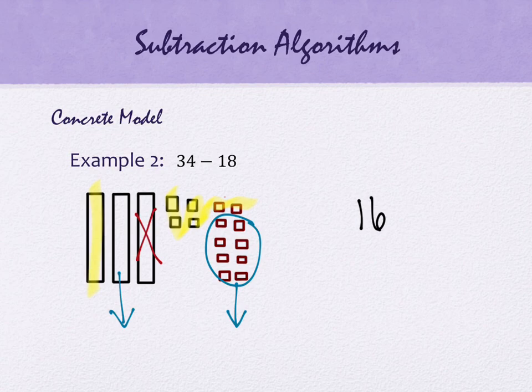Even though we obviously don't want our kids to use the concrete model forever, it's a really good intro, and it's a really good thing for them to be able to see and work with. Even as they're moving forward and doing other algorithms later, they have this visual imagery that they can fall back on and understand why they're doing what they're doing, especially when it comes to longer subtraction problems in their future. Okay, any questions on the concrete model?